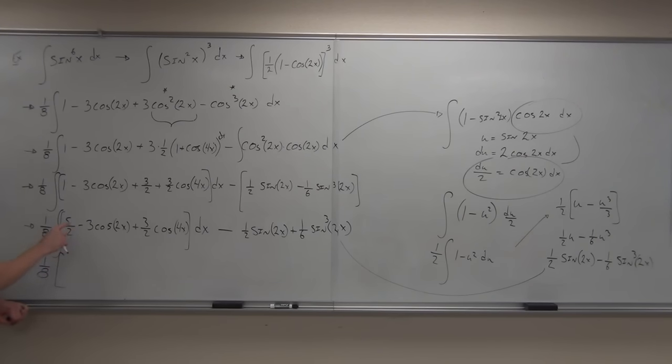What's going to happen here? Let's simplify this. What's it look like? Negative. Okay, so negative. Negative what? 2/3 u to the 3/2. Okay, I like it. Then what? Plus 2/7 u to the 7/2. Beautiful.